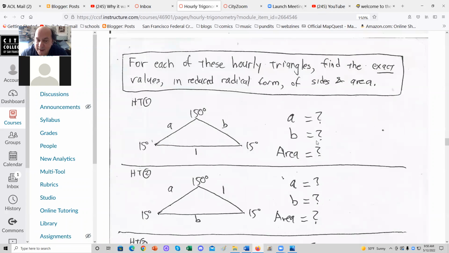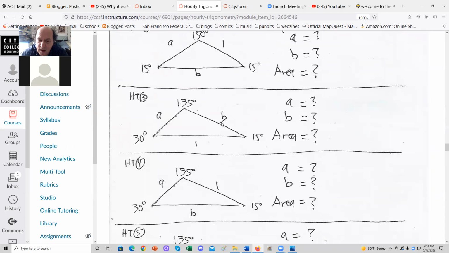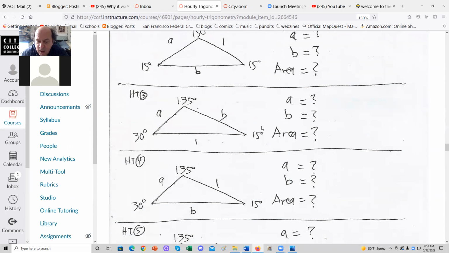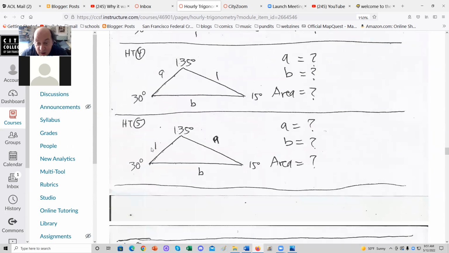So here I have something I wrote up to find, given one side and the three angles, what are the two other sides, and what's the area of the triangle? Here's the 15, 15, 150. Here's a 15, and here I put one on the long side. Here I put one on one of the other sides. Here's a 15, 30, 135: one on the long side, find a and b and the area. Here I put one on one of the other sides, find a and b and the area. Here we put one on the third side, unequal to the others, find the other sides and the area.